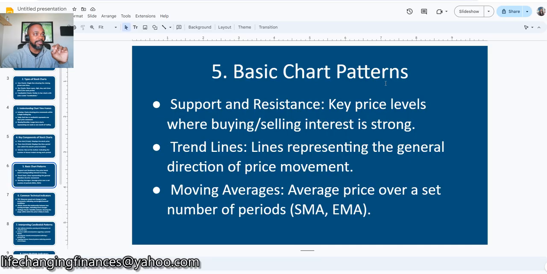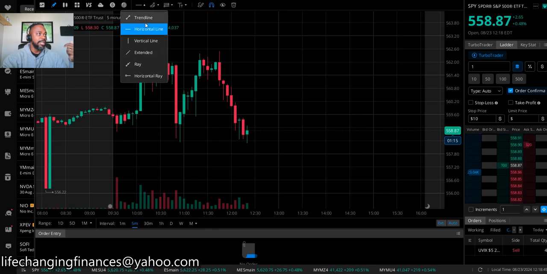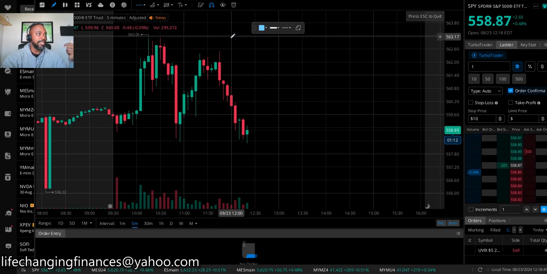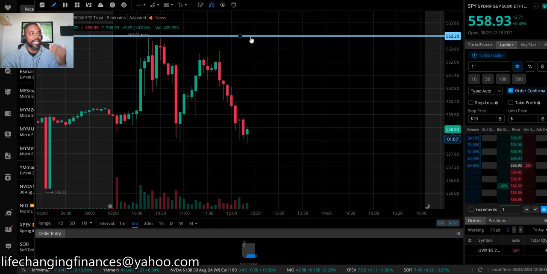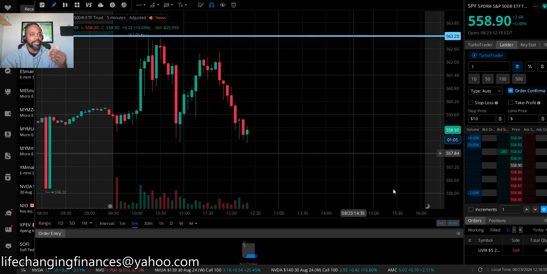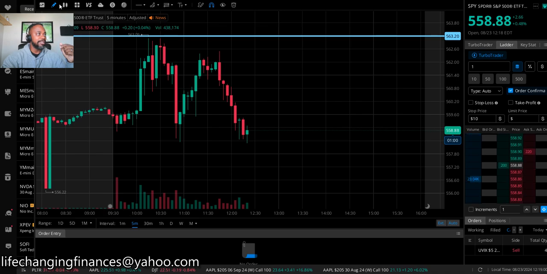Now, let's talk about the basic chart patterns. You have support and resistance. These are key price levels where buying and selling interest is strong. So if we come back here, I'm going to use a line. You can see there, and we're going to do a line that's going to show us a level of resistance. A level of resistance is an area you want to break through in order to go back to the upside. Okay. So if I put a line here, let me put one here. This is going to represent support.